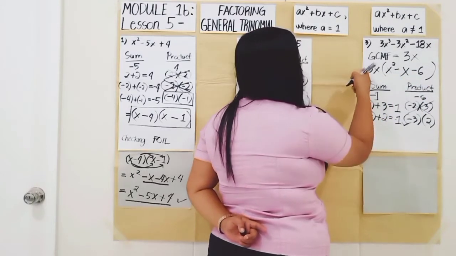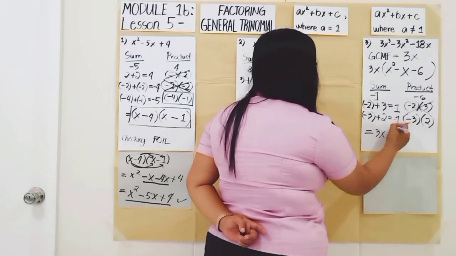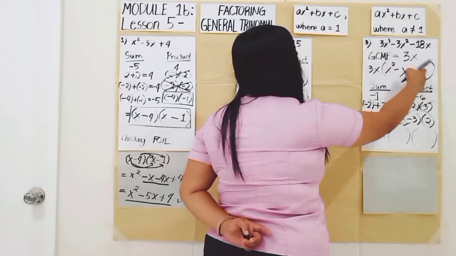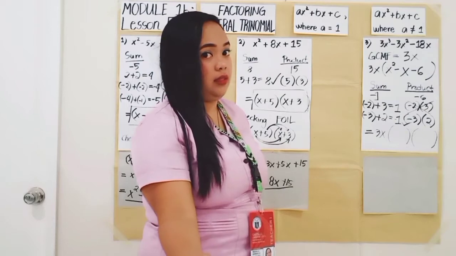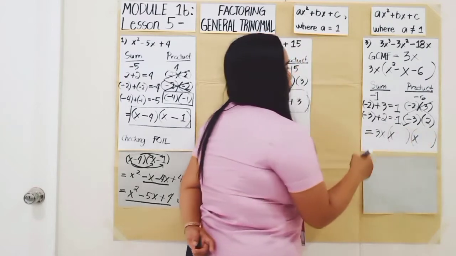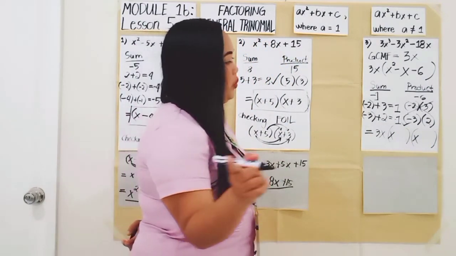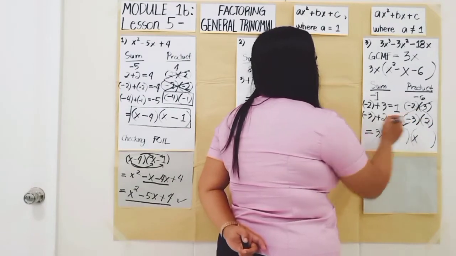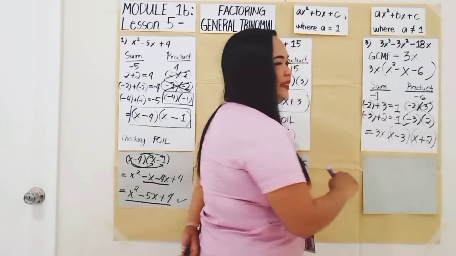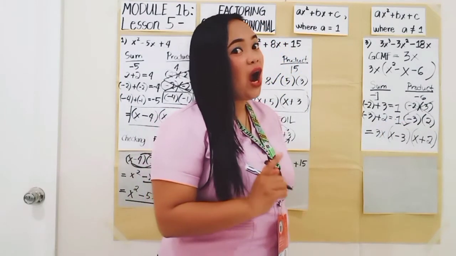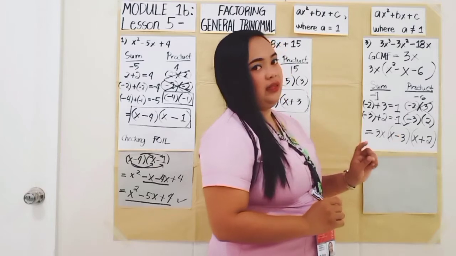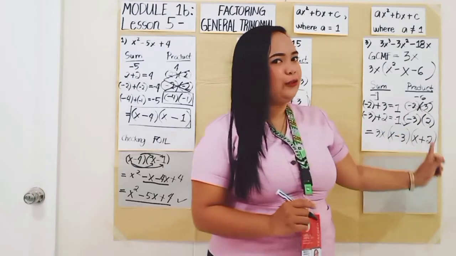So that is, copy first our GCMF, and then the factors of this trinomial are two binomials. Okay? So what are the factors of x squared? X and x. And then use our factors negative 3 and positive 2. So negative 3 and positive 2. Then our factors are 3x times x minus 3 times x plus 2. Checking.